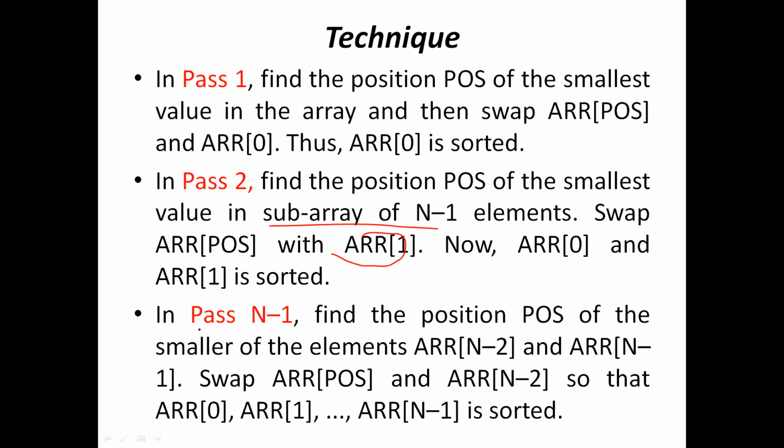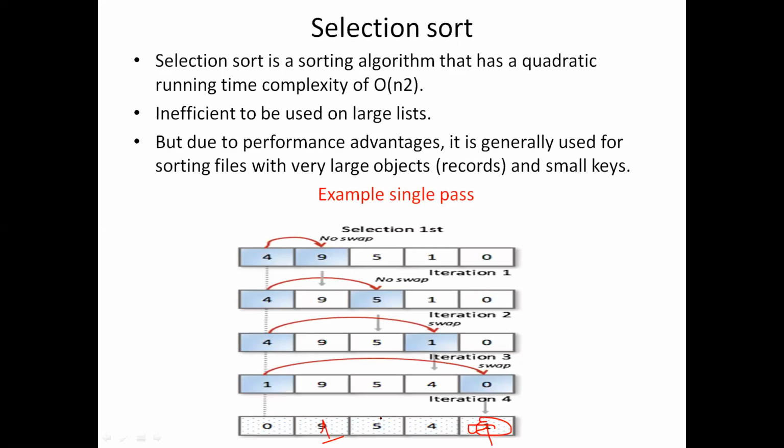And in the case of pass n minus 1, at the last pass, find the position of the smaller element between array of n minus 2 and array of n minus 1. Actually, at the last pass, I have to check only these 2 elements. This one is array of n minus 1, and this one is array of n minus 2.